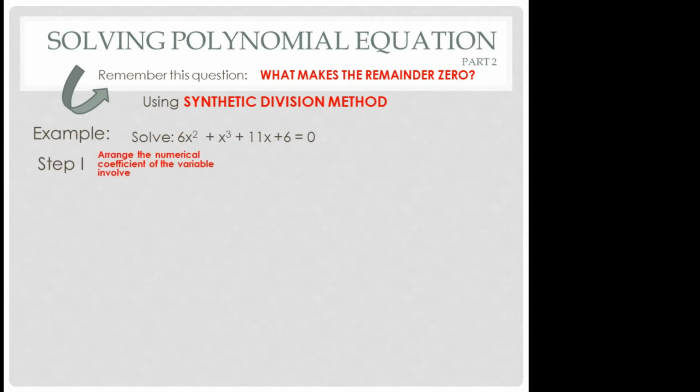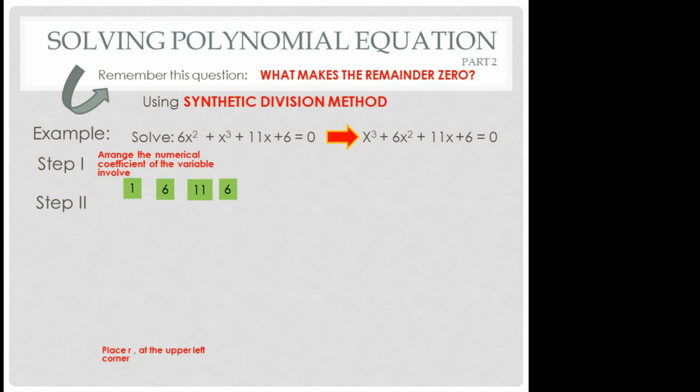Step 1. Arrange the numerical coefficient of the variable involved. So therefore, rewriting this polynomial equation, we have x cubed plus 6x squared plus 11x plus 6 equals 0. The leading term now is x cubed because x cubed has the highest exponent which is 3, or the degree is 3, followed by 6x squared plus 11x plus 6 equals 0. 1 is the numerical coefficient of x cubed, 6 the numerical coefficient of 6x squared, 11 from 11x, and then 6.